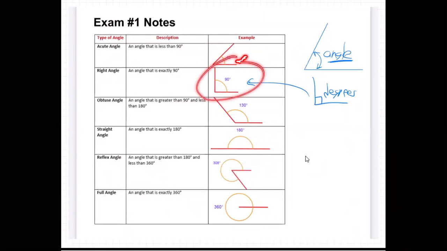Anybody know? Because it's a quarter of a full circle. Good job, Natalia. Yeah, right, because all the way around is 360. And so this is a quarter of that. So a quarter of 360 is 90, just like this is 180 because it's halfway around, isn't it? Half of 360 is 180. So it's all because all the way around is 360, a full angle.